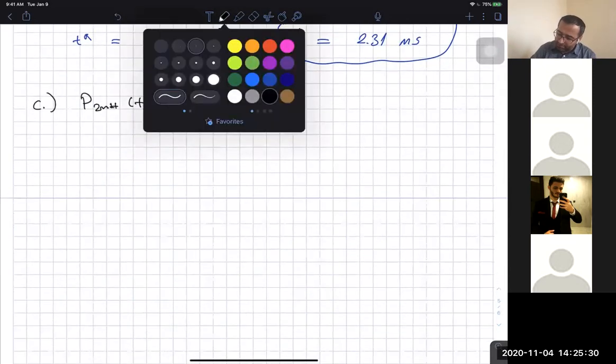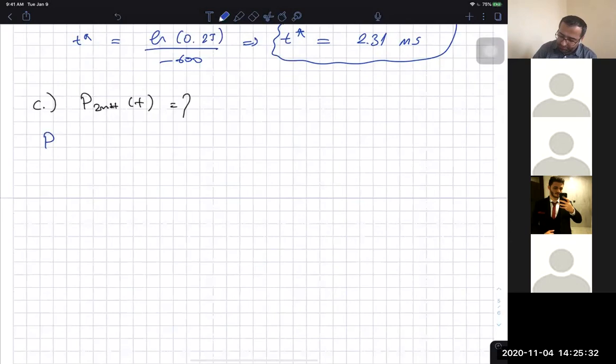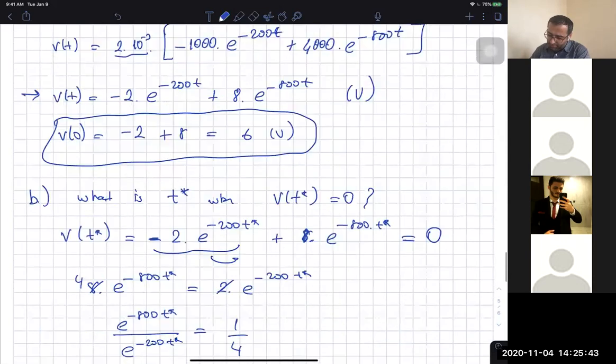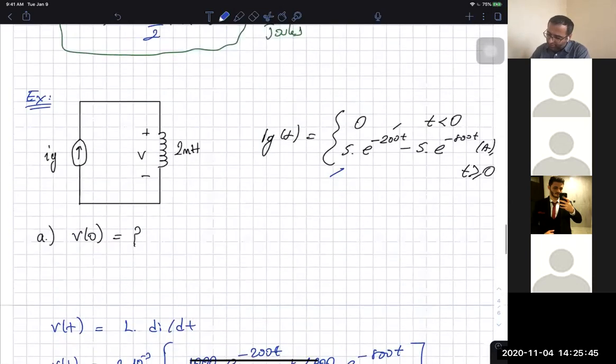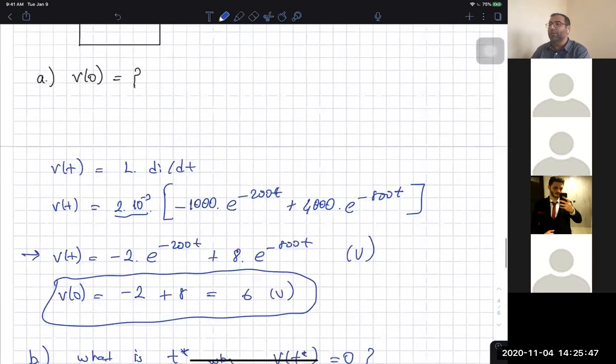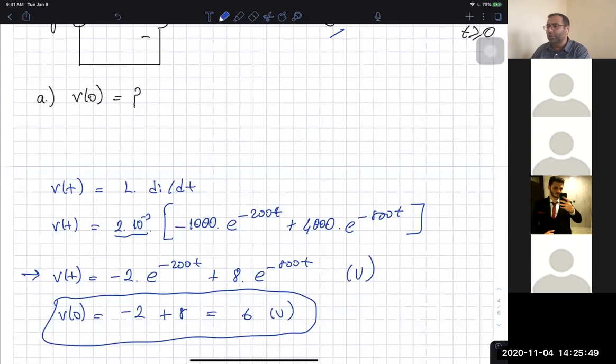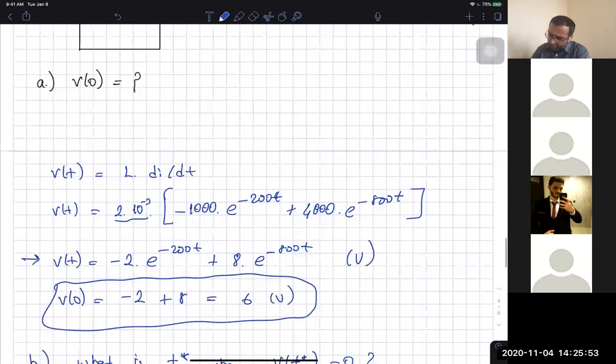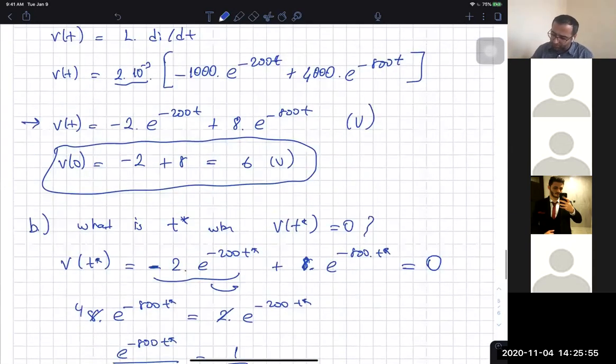So let's say the power on this 2 millihenry component is just 3 times R. And then again, I can just say, what information do we have? We have IG directly. I can just use it. And then what else do we have? We have voltage. We calculated the voltage, right? Yep. That should be very easy.